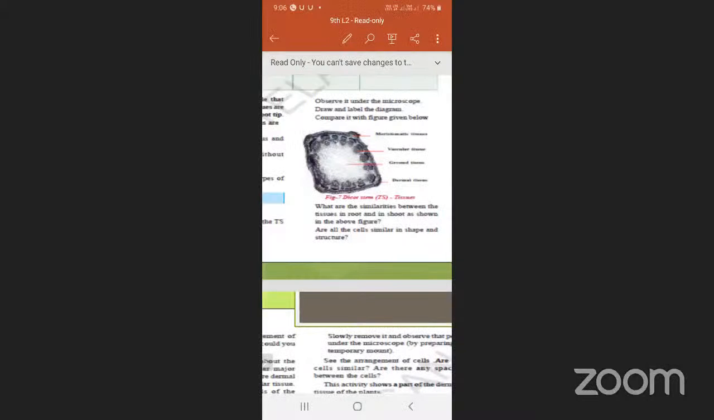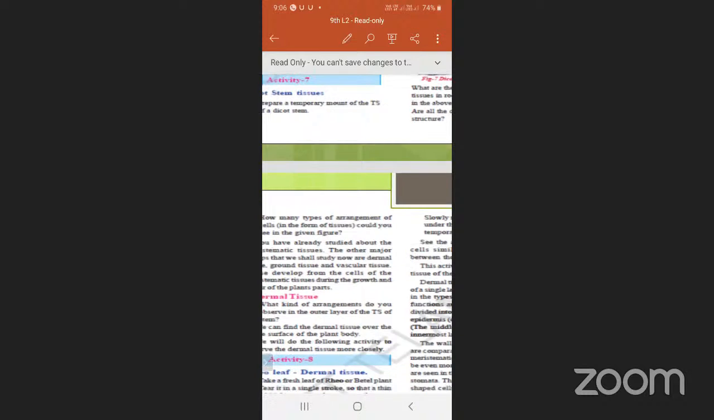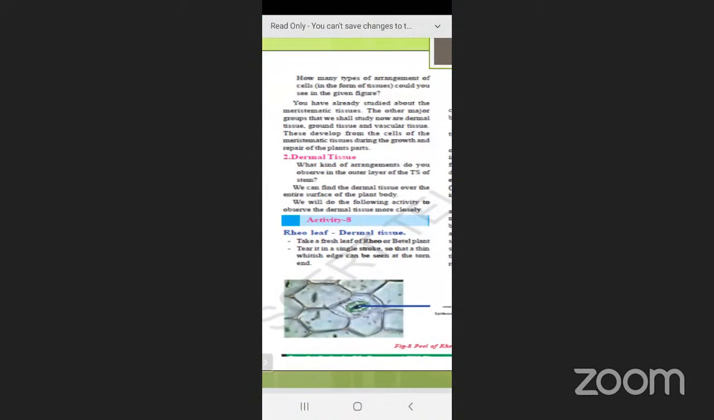Plant tissues: meristematic tissues and ground tissue, dermal tissue, vascular tissue. So today we are going to discuss dermal tissue.